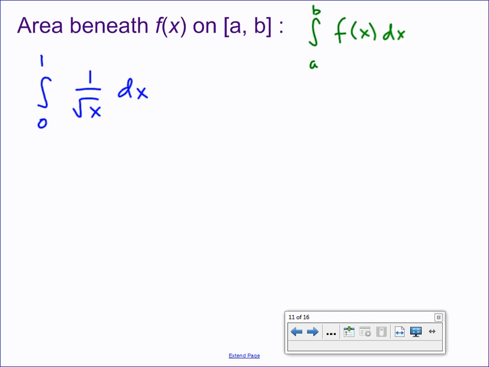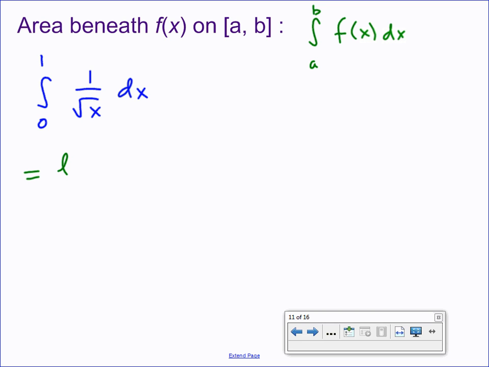dx, and x equals 0 is not defined in the domain of this function. I can't divide by 0. 0 is not in the domain of this function, and yet we saw graphically, if we let x approach 0 from the right-hand side, we could still try and find this area. So our tool is going to be a limit again. It's just my limits aren't infinity, they're just regular x values, but I have an infinite discontinuity at one or both. So let's go ahead and do this.